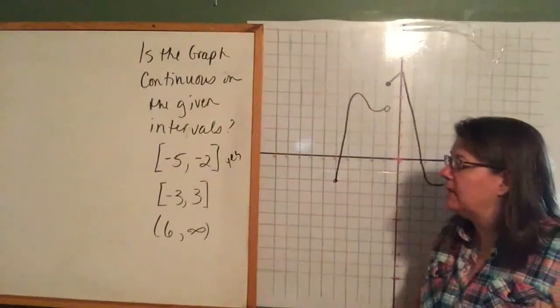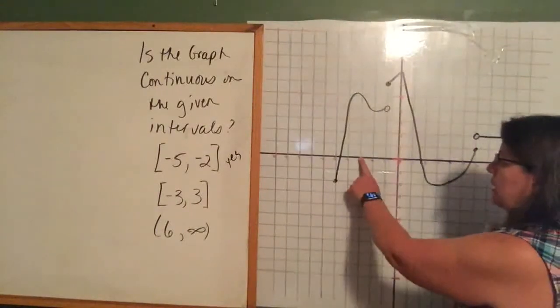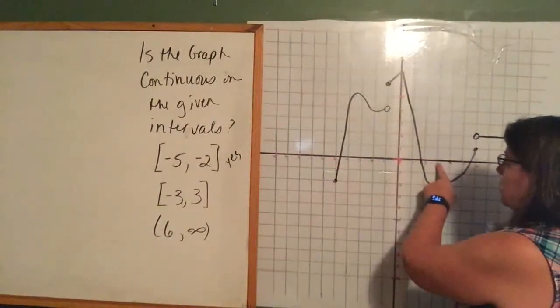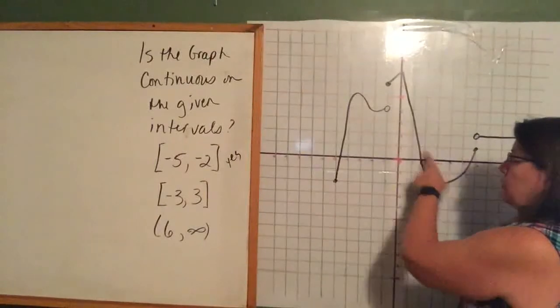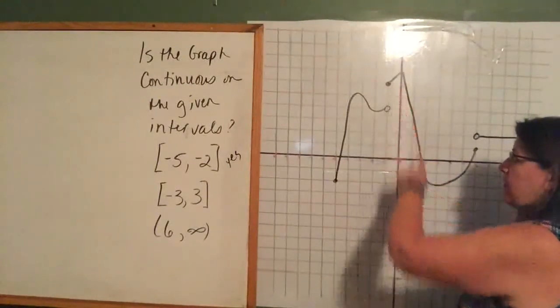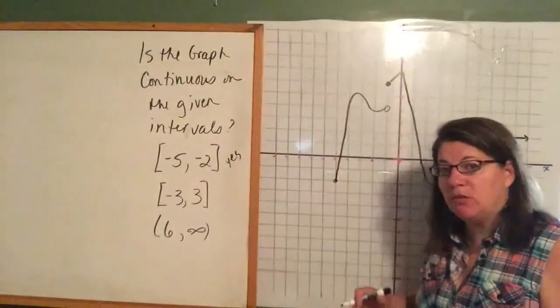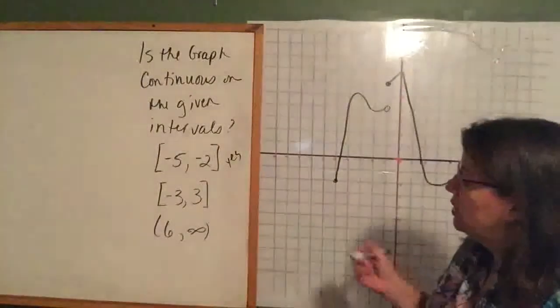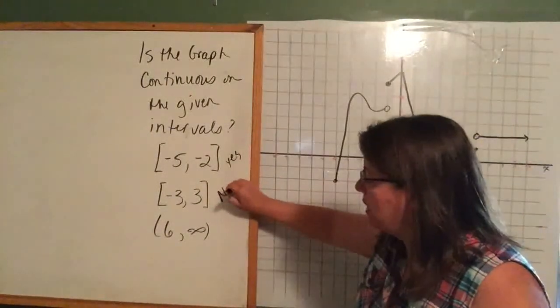Now let's look from -3 to 3. From -3 until you get to 3. Well, notice between -3 and 3, we have a jump in the graph there. So it's not continuous because we would not be able to draw that function without lifting our pencil. So that one is no.